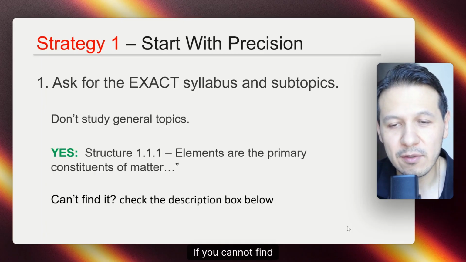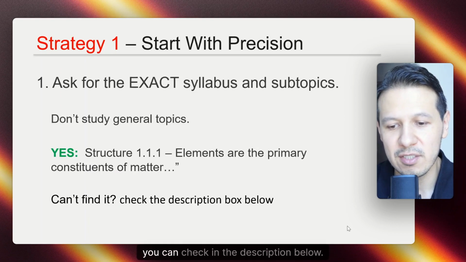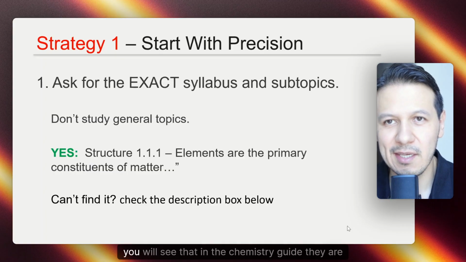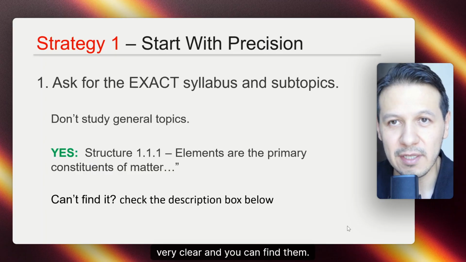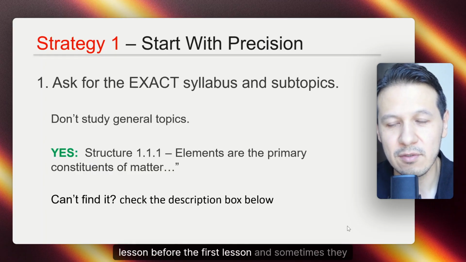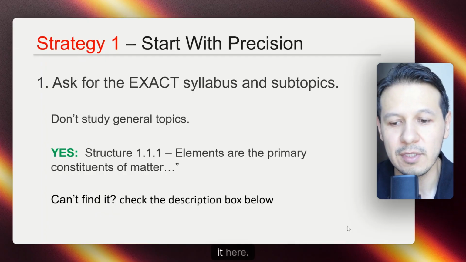If you cannot find the learning objectives of the syllabus, you can check the description below, and you will see that in the chemistry guide they are very clear and you can find them. Sometimes your teacher gives you the material before the first lesson, and sometimes they don't, so you can download it here.